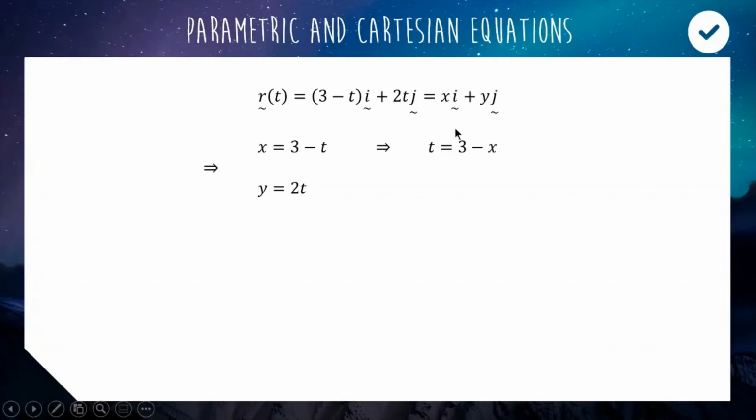Now we can substitute that into the y equation: if y is 2 times t, it's going to be 2 times (3 minus x). And then voila, you have a Cartesian equation. Cartesian means x and y coordinates. We can expand it out and we get the exact same function. So that's how this works.